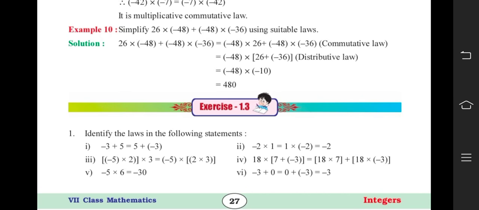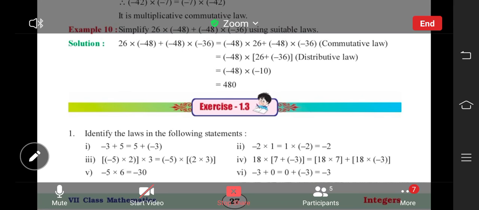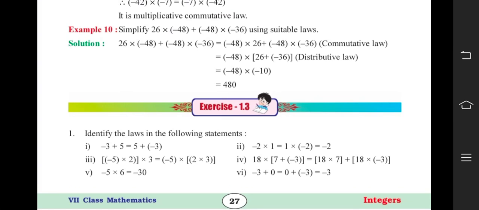Sixth one. Minus 3 plus 0 is equal to 0 plus minus 3 is equal to minus 3. So here 0 is added to an integer, we get the same integer as the answer. So 0 is called the additive identity.